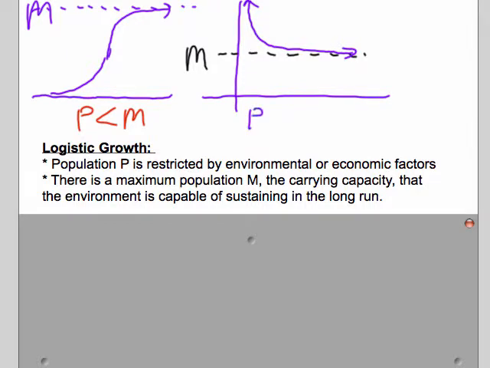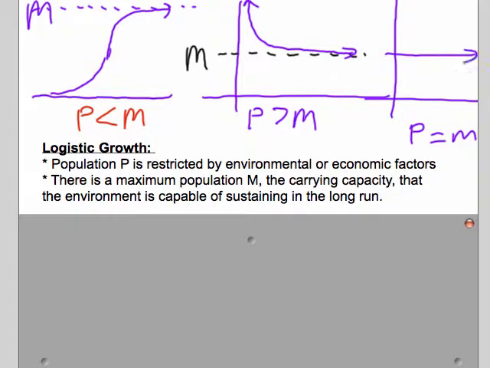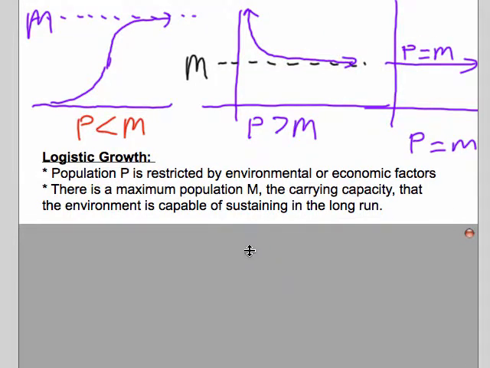So here's a negative growth situation when our population is greater than our carrying capacity. And I guess the third situation is that when your population is at your carrying capacity, it will remain constant because that population can be supported. So the idea of logistic growth, just to summarize, is that our population is restricted by various factors, and there's a maximum population, M, called the carrying capacity, that the environment is capable of sustaining in the long run. And just to summarize, we have three scenarios.